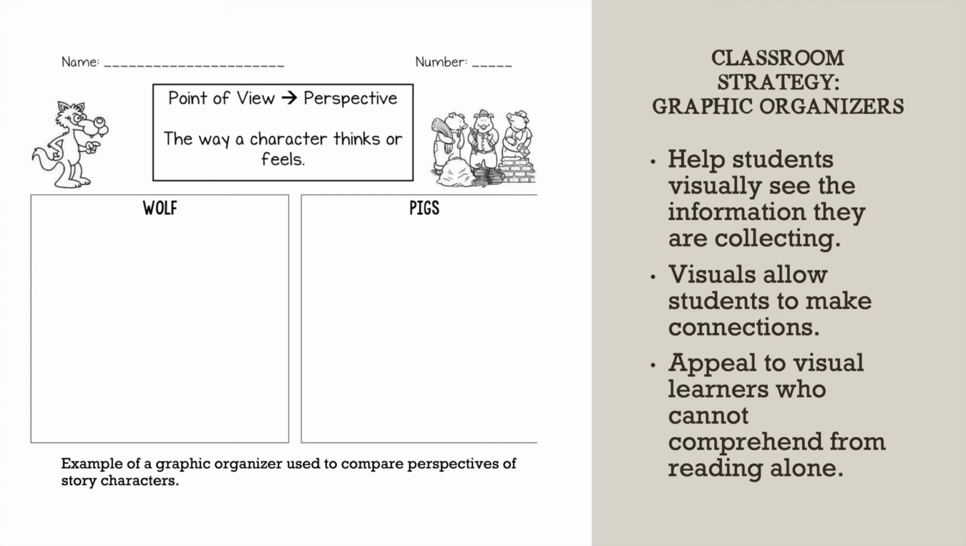We talked about point of view, the way a character thinks or feels. So you can see they read a story, The Three Little Pigs. We read two versions, from the wolf's perspective and the pigs', and we compared those thoughts. But these help the students visually see the information they're collecting. It allows them to make the connections and physically see them in front of them. And it's just a little bit more fun for them.